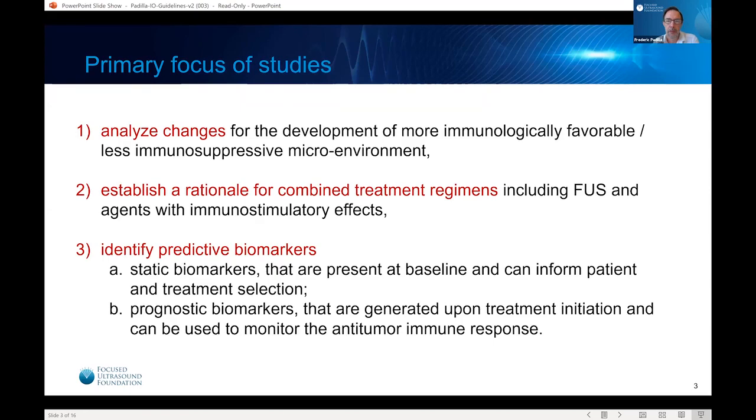The primary focus of the studies here is really to analyze the changes in terms of trying to develop a more immunocompetent or immunologically favorable, less immunosuppressive microenvironment, to try to gather data again to establish a rationale for combined treatment regimens, including focused ultrasound and agents with immunostimulatory effects, and to try to identify biomarkers. So that can be static, present at baseline, and that will help us inform patient and treatment selection, but also, of course, prognostic biomarkers that can be used to monitor the anti-tumor immune response.